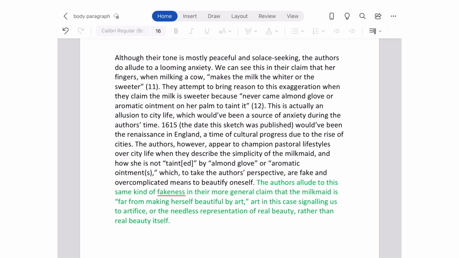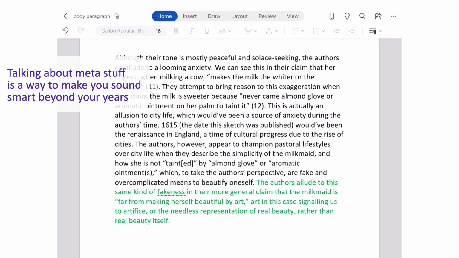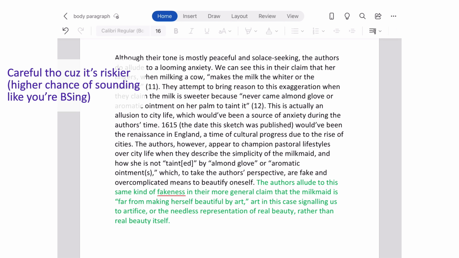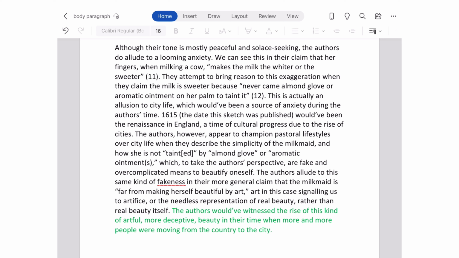Try not to underline like crazy, do it if you feel like when speaking it just makes more sense if someone gives emphasis there. Because here we're talking about the difference between needless representation of real beauty rather than real beauty itself. Because like I mentioned back in the brainstorming phase, this milkmaid sketch is a rumination on art, a rumination on what constitutes good art, how much of art is just straight up artifice, and what does that mean for our whole understanding of art. Okay, and here's our last sentence of the paragraph.